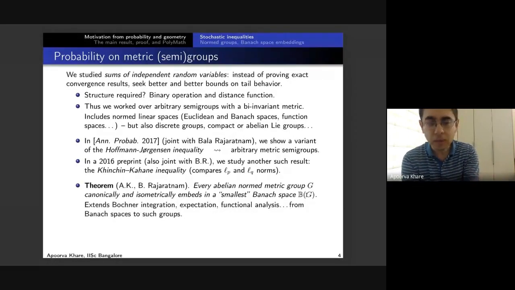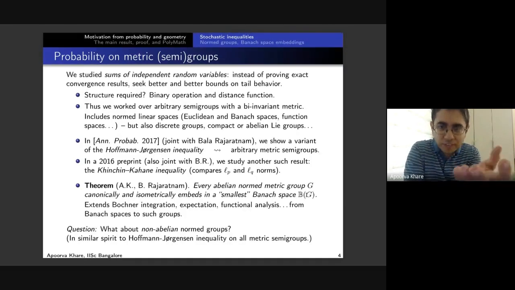And this is very nice because it extends things like functional analysis to groups. Usually we are used to, of course, looking at functional analysis over Banach spaces, but because this group sits inside the Banach space, you can talk about functionals on the group itself. And so because we looked at that paper in 2016, we had this thing that every abelian normed group sits inside a Banach space. On the other hand, the 2017 paper said, if you don't even have a group, but if you just have a metric semigroup, I can prove various inequalities that hold in real numbers in that generality.